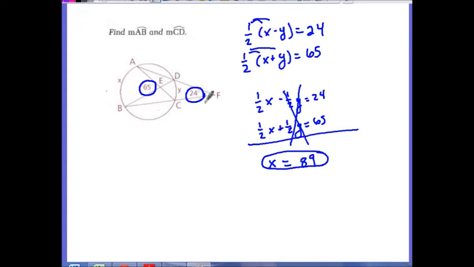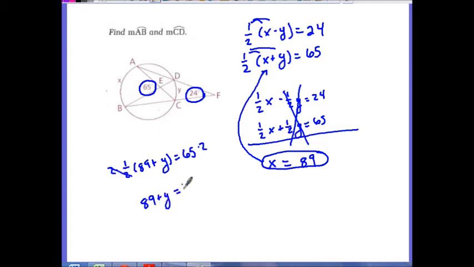I'm actually going to plug it into this bottom equation. 1/2 the sum of my arcs is equal to my inside angle. Now let's double it. That leaves me with 89 plus y is going to be equal to 130. Subtract 89 from both sides, which leaves me with y equal to 41. And we're set.